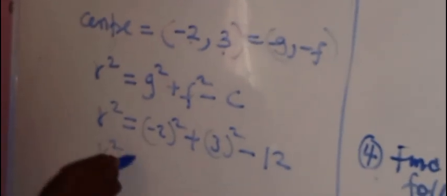So you know your value now. You know your g to be this. You know your f to be this. So you can go ahead to compute your radius of the circle. That will be minus 2 squared plus 3 squared minus 12. So r squared will be 4 plus 9 minus 12. R squared will be 13 minus 12. So r squared will be 1. So r will be square root of 1, which is 1. So we have gotten the center. The center is this. The radius is this.